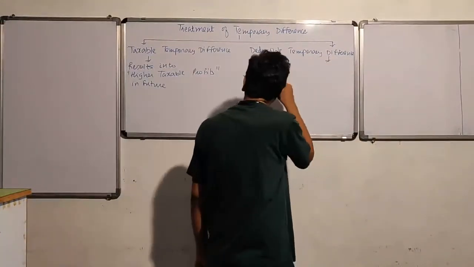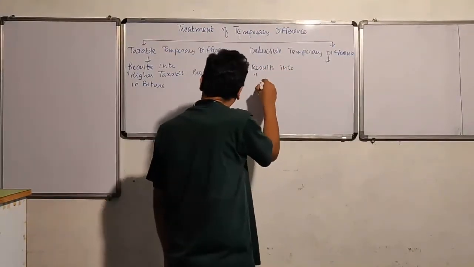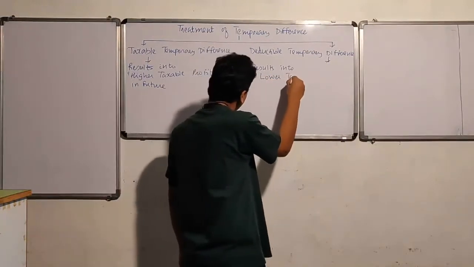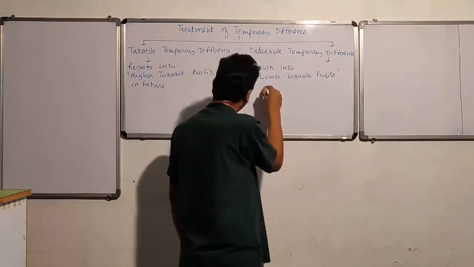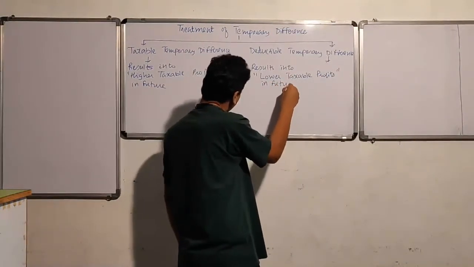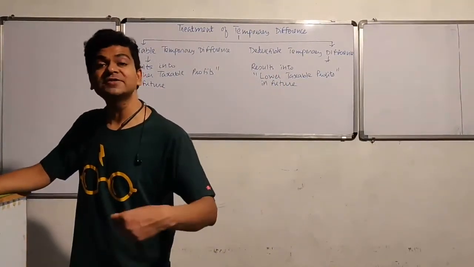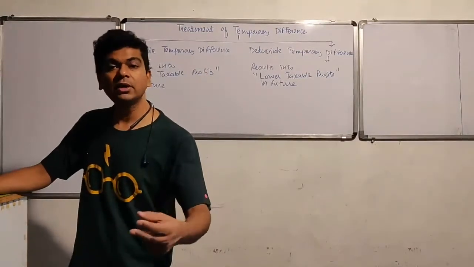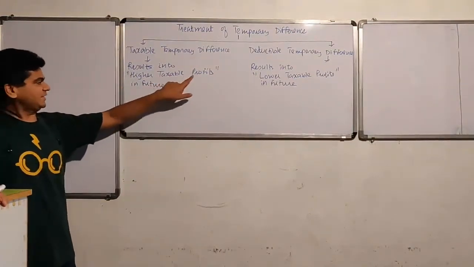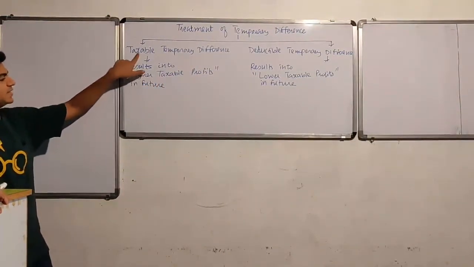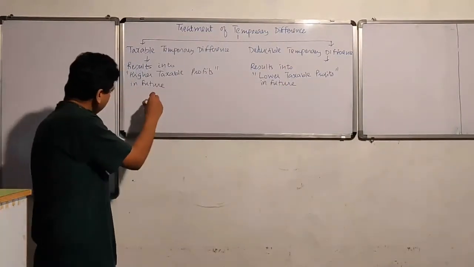While this deductible temporary difference, it results into lower taxable profits in future. Right, we are discussing what will happen in the future. By future, we mean future assessment year. It may be the next assessment year or any of the other subsequent assessment years. So, if the taxable profit is going to be higher in future, I will say it is taxable. And if it is going to be lower in future, we'll say it is deductible.